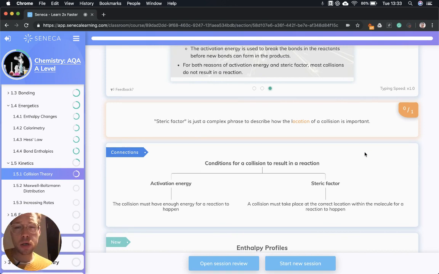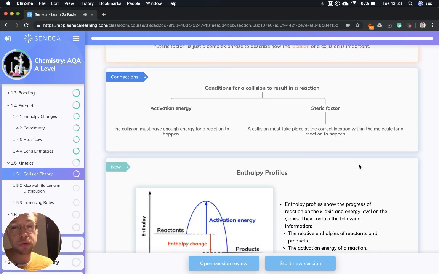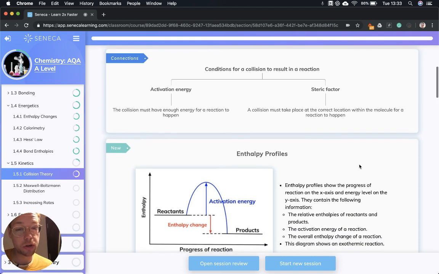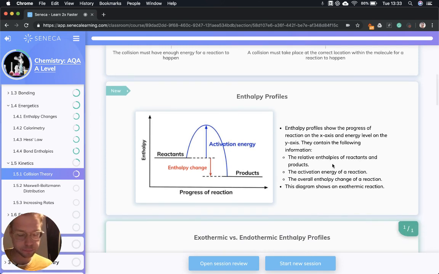So, what is the steric factor? That's just a complex phrase to describe how the location of a collision is important. Now, do we remember the two conditions for a collision to result in a reaction? The collision, first of all, needs to have enough energy for the reaction to happen, so the activation energy needs to be reached. Secondly, a collision needs to take place in the correct location within the molecule for a reaction to happen. And that is our steric factor.